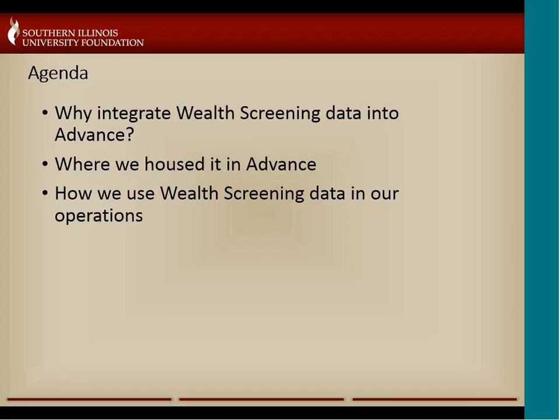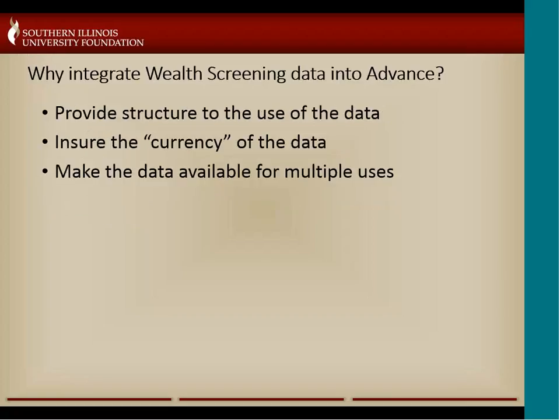So first we're going to look at why we decided to integrate Grenzebach-Gleer data into our advancement application, which is Ellucian's Advance. Then we'll talk a little bit about where we housed it and why we put it there, and then we'll show you how we use wealth screening data in our operations. And really the big part of that is the mapping, but we have used it in some other areas, and we've got some pretty interesting results.